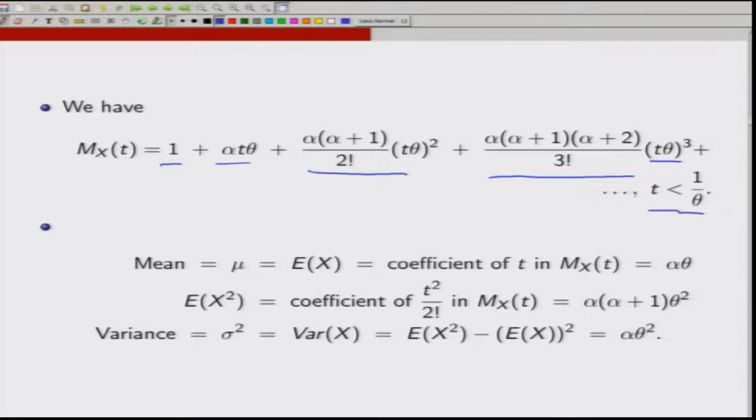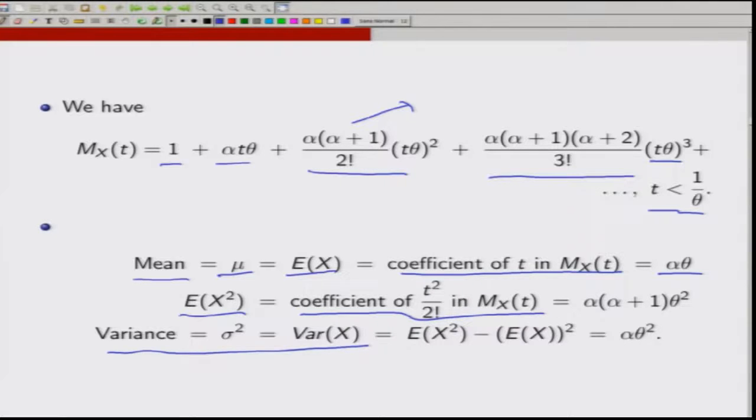So, let us try to see the mean, which is mu, which is expected value of x, which is the coefficient of t in M_X(t). Coefficient of t in M_X(t) is alpha theta. Expected value of x square, which is the coefficient of t square times factorial 2 in M_X(t), which is over here, which is alpha into (alpha plus 1) theta square. Then variance is nothing but expected value of x square minus (expected value of x) whole square, which is the same as this minus alpha square theta square. This turns out to be alpha theta square. So, mean is alpha theta and variance is alpha theta square.